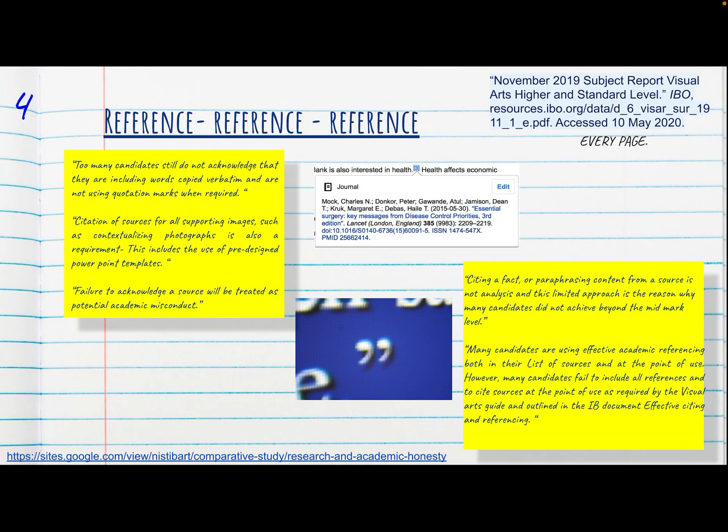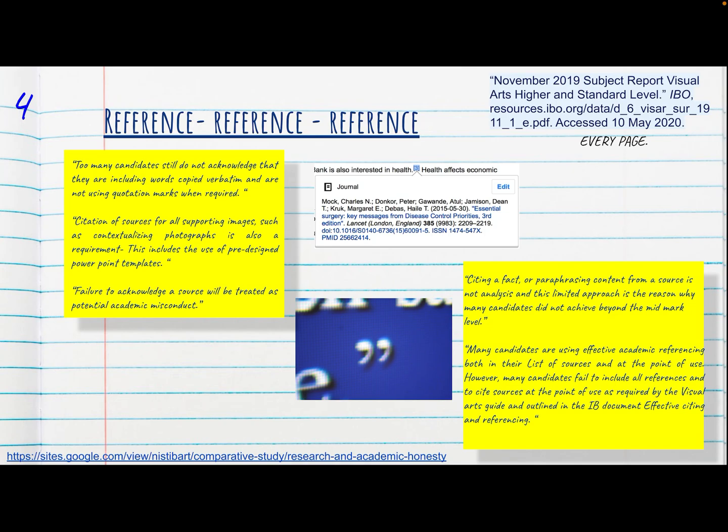Remember that citing a fact or paraphrasing content from a source is not an analysis, and this limited approach is the reason why many candidates did not achieve above a mid-mark level. So although we have references for information, that doesn't tell me that you know what that information says. Many candidates are using effective academic referencing for both their list of sources and at the point of use. However, many candidates fail to include all references and cite sources at the point of use as required. Remember, if on this page I have information, I need to cite the source of the information at the point of use.